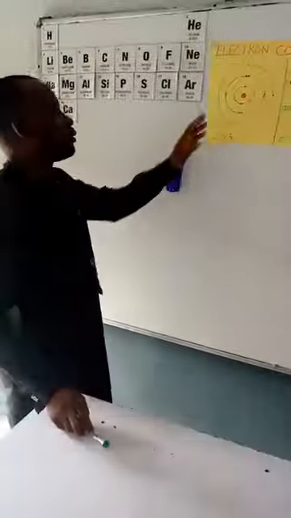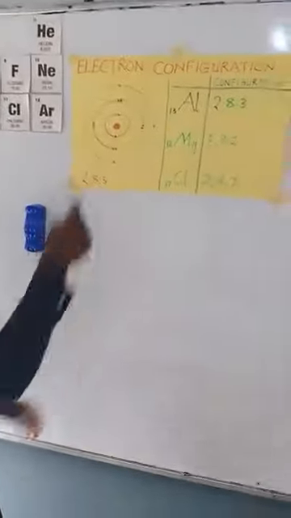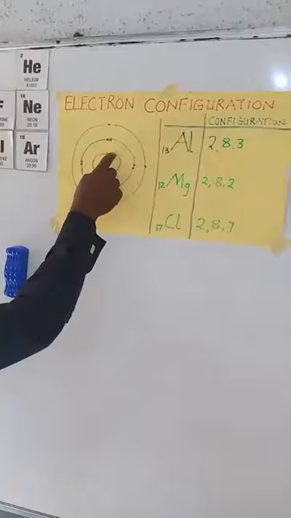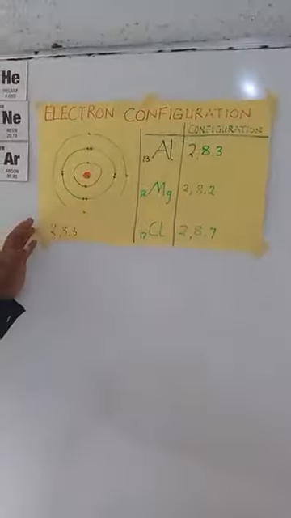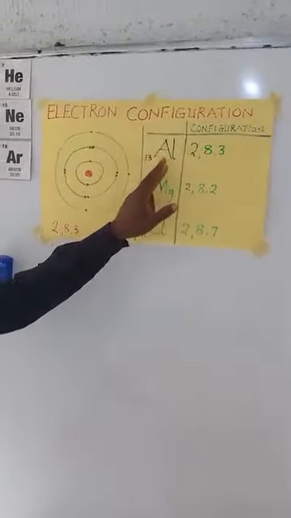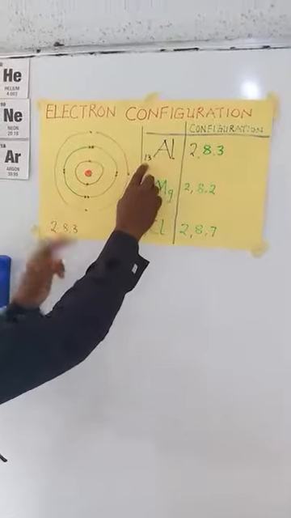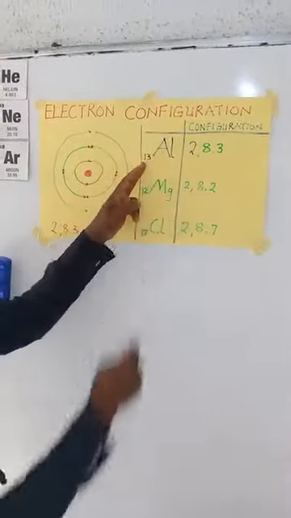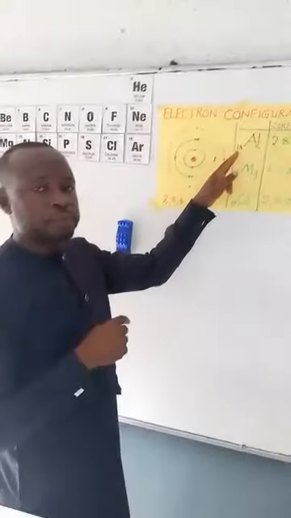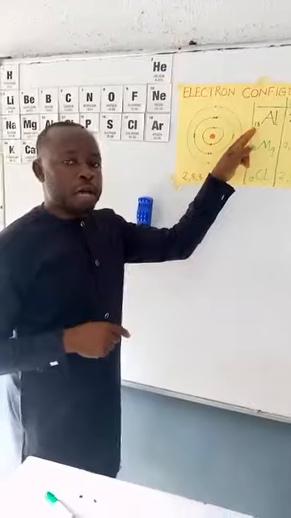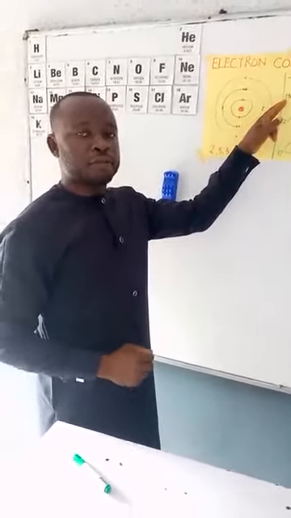Look at the diagram on the board. This is an atom of an element. It has shell number 1, shell number 2, and shell number 3. And from this chart here, you see that the element represented is aluminium. Atomic number is 13. That means it has 13 protons in the nucleus of this atom. If it has 13 protons, it will also have 13 electrons.